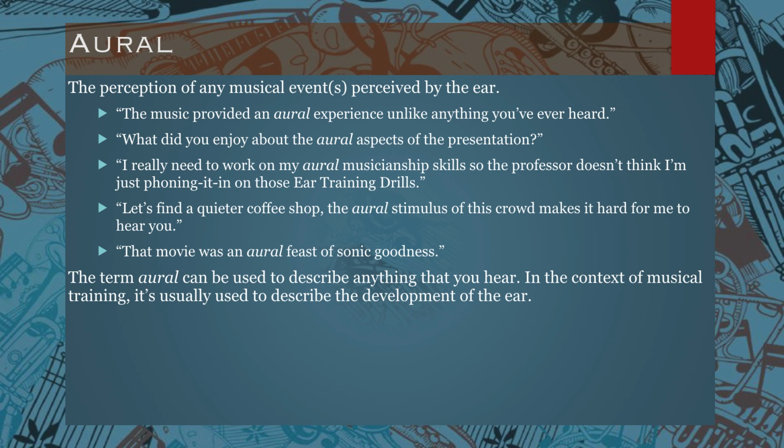So the term aural can be used to describe anything that you hear. In the context of musical training, it's usually used to describe the development of the ear. That's why the subtitle for this course is aural training. It's a simpler way of saying ear training, because you're not really training the ear, you're training the brain to understand the difference between various musical sounds.